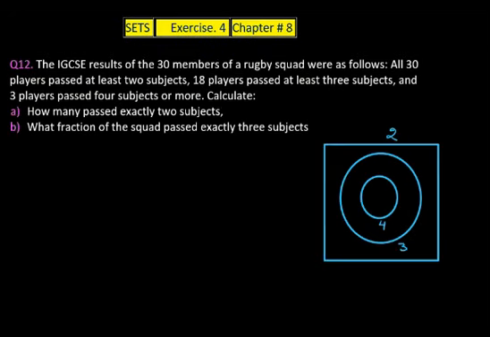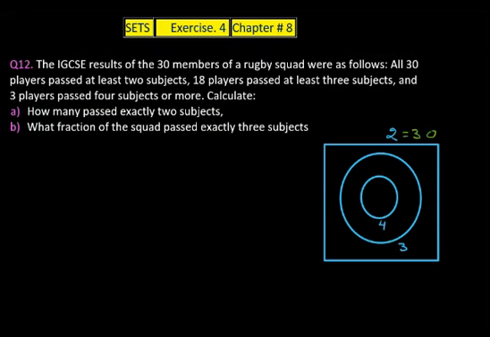In question number 12, it says the IGCSE results of 30 members of a rugby squad were as follows. So we have 30 members altogether. All 30 players passed at least 2 subjects. It means the epsilon, or the universal set, is of those students who have passed at least 2 subjects. So the students with at least 2 subjects equal 30.